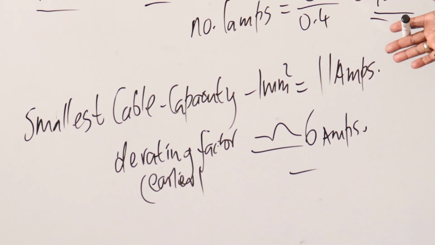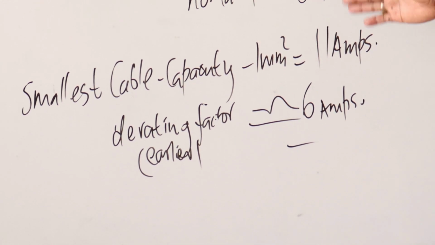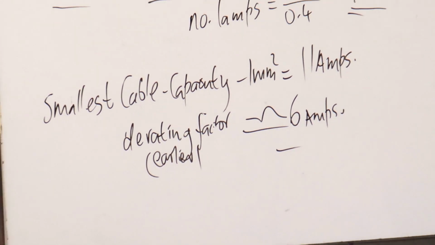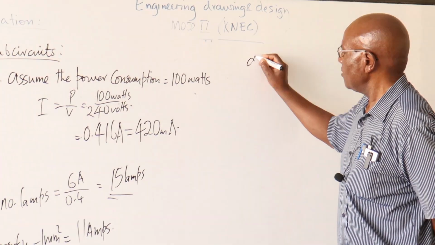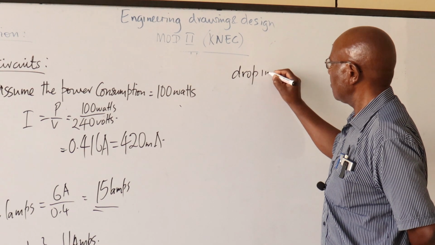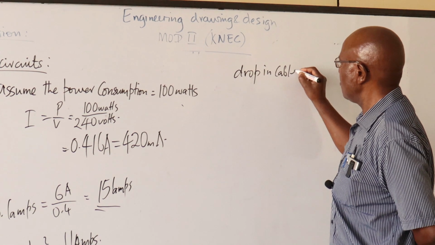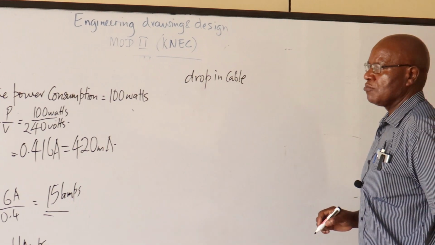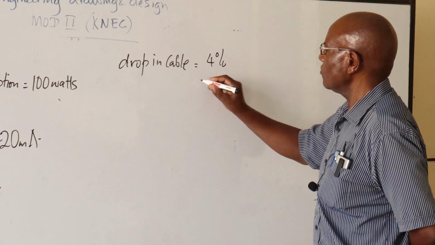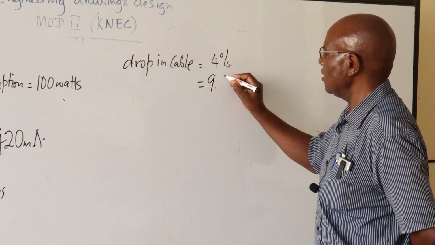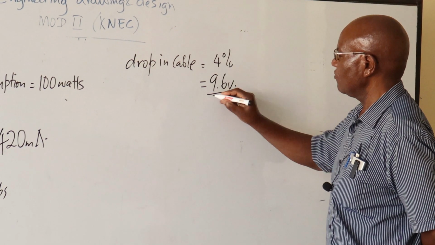And of course, the other thing: how far can this be from the consumer unit to where the lighting is? Remember, the drop in the cable is allowed to be 4%, which I worked out to 9.6 volts.